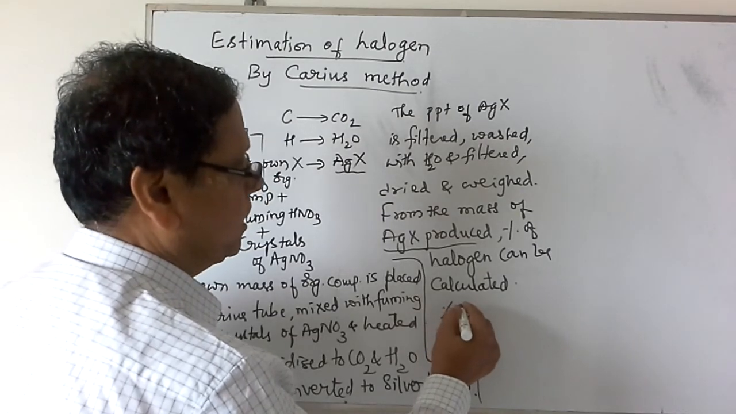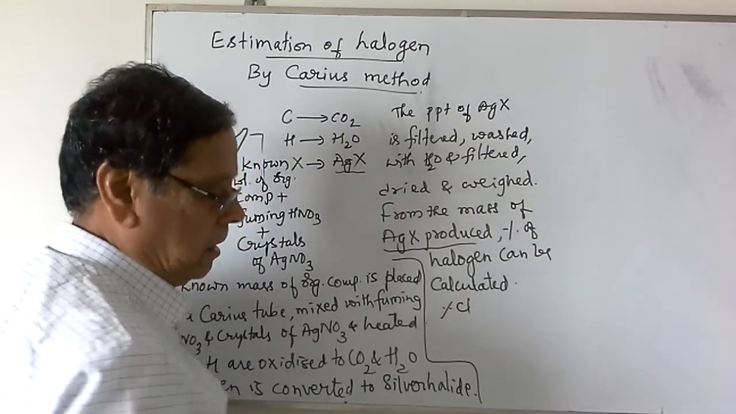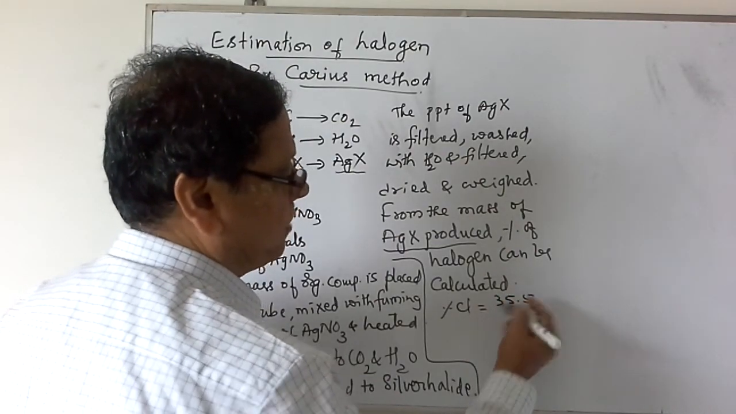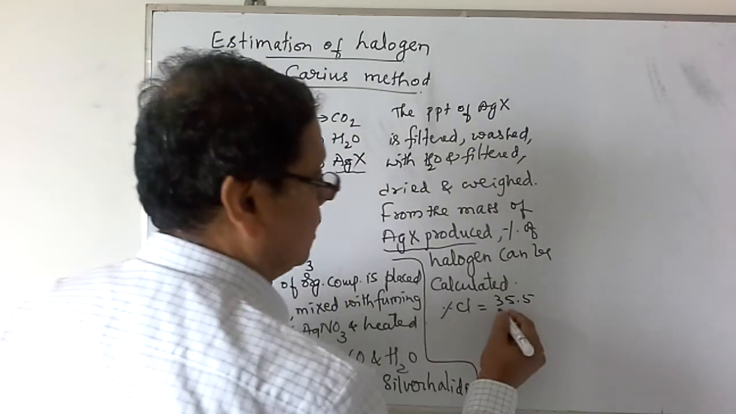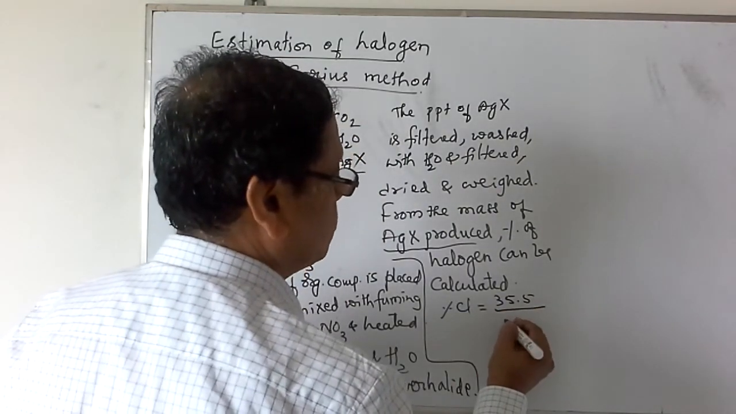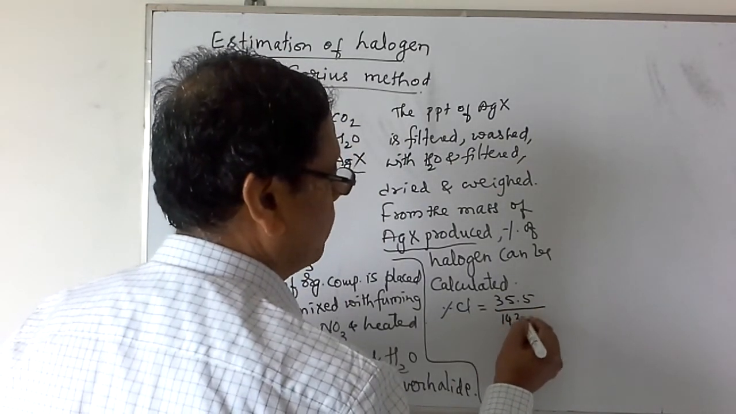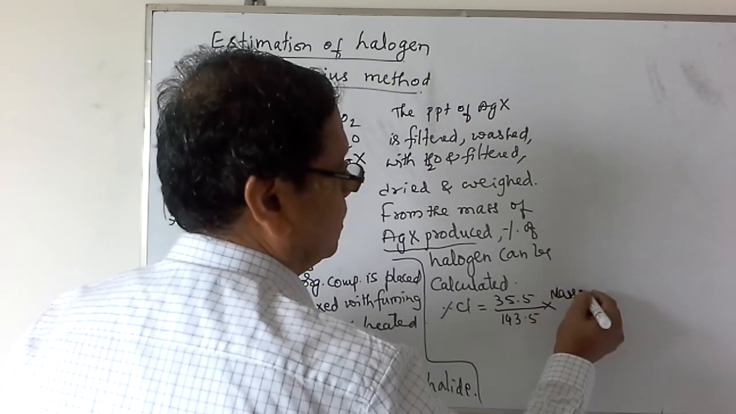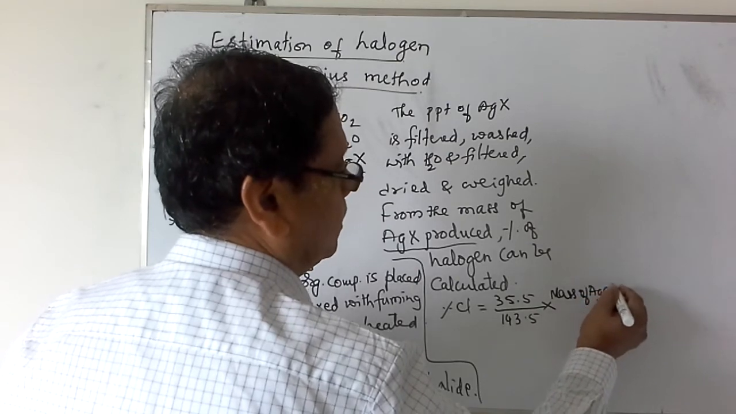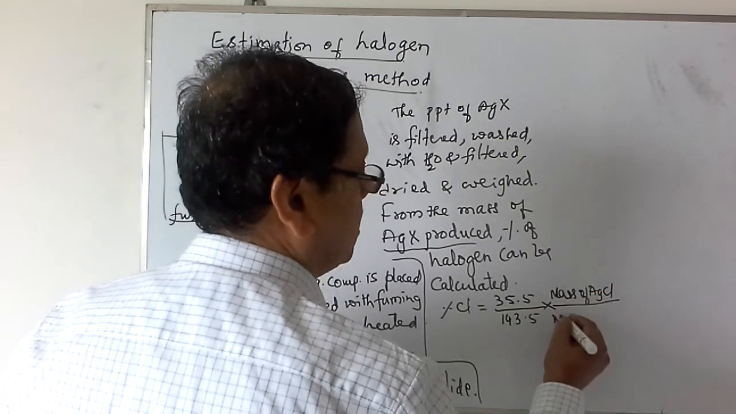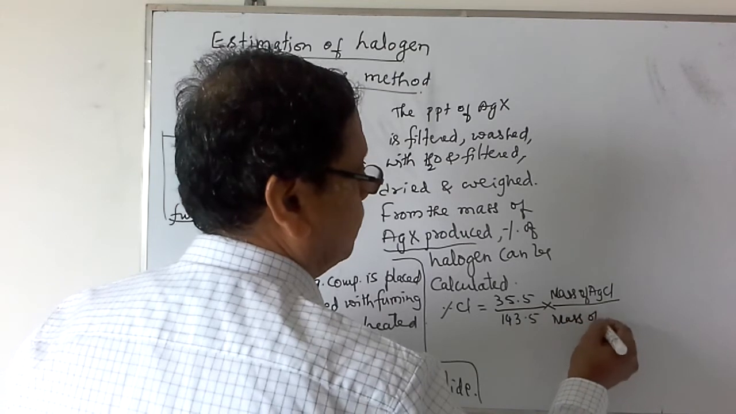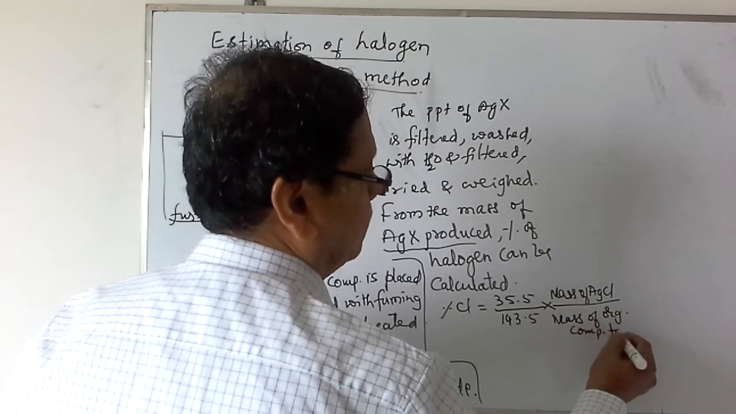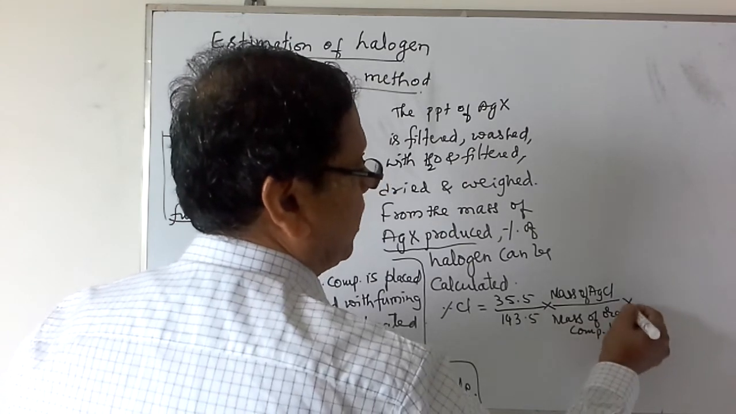First let us write the percentage of chlorine. Percentage of chlorine is equal to 35.5, the atomic mass of the halogen, divided by the molecular mass of silver halide, 143.5, into the mass of silver chloride, divided by the mass of organic compound taken, multiplied by 100.